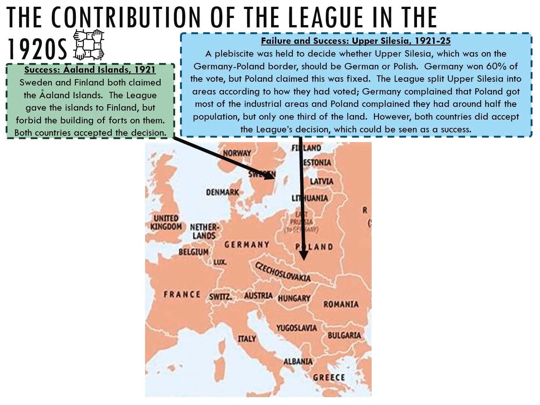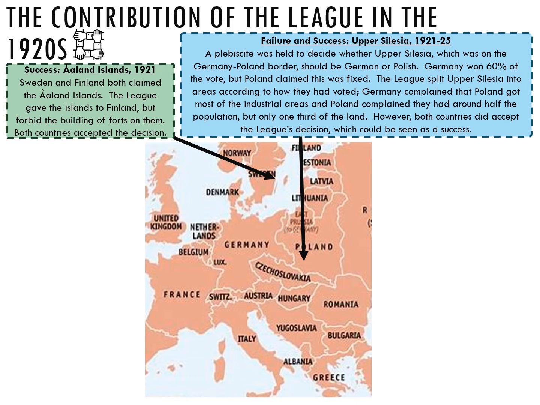Upper Silesia could be seen as both a success and a failure. In November 1921, the League resolved a dispute between Germany and Poland about the ownership of Upper Silesia. They held a vote, a plebiscite, on whether they wanted to remain part of Germany or be part of Poland. And Germany won 60% of the vote, but Poland claimed that many of the people who'd voted for Germany didn't actually live in Upper Silesia. They claimed it was fixed.